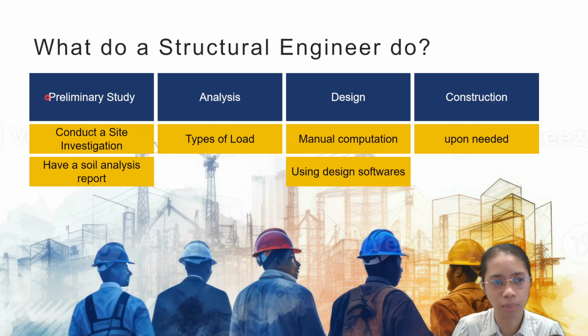As you can see here on the blue shapes, we have four processes on what a structural engineer should do. This is a process. So with that, the first one is preliminary study. Second is doing analysis. Next is designing. And then last is construction.